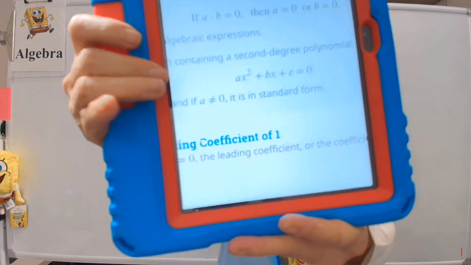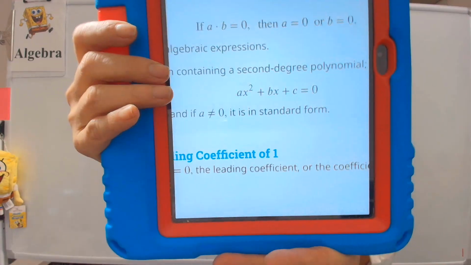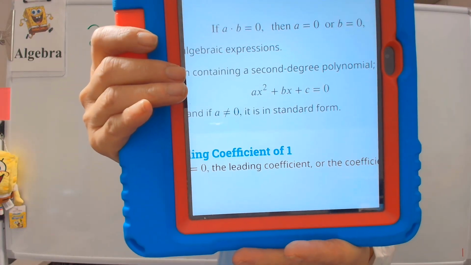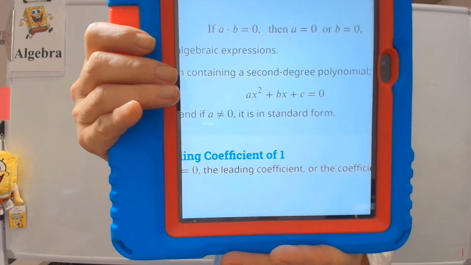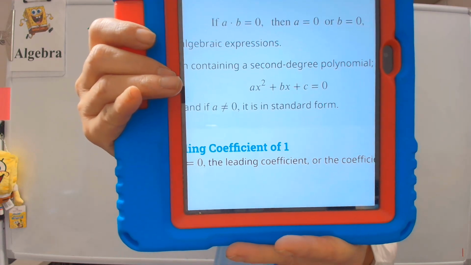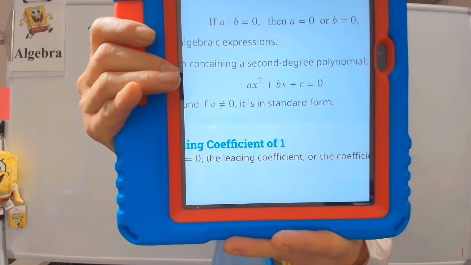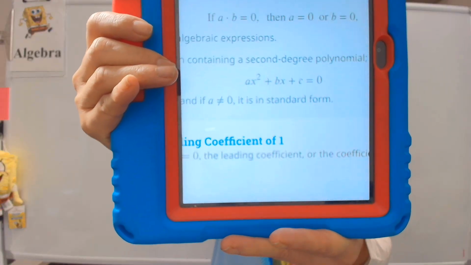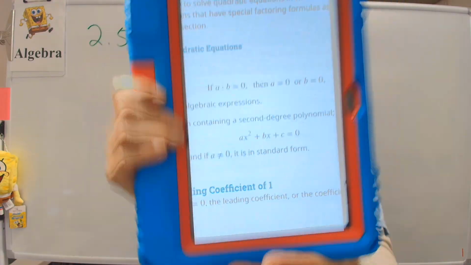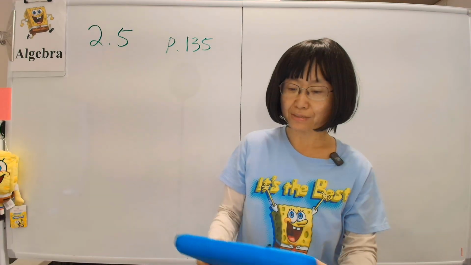A second degree polynomial has three numbers a, b, c, and one variable x. So we have x squared. That's why it's called a second degree. So x at the highest power is squared. So x squared plus x, and then a number. Generally speaking, we call it ax squared plus bx plus c.